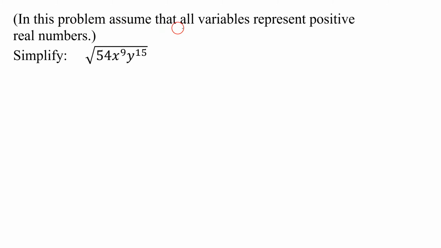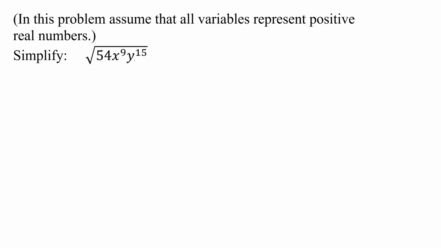In this problem, we assume that all variables represent positive real numbers, and we need to simplify the square root of 54 x raised to the 9th y raised to the 15th. If you notice, the expression underneath the radical is a product. I have 54 times x to the 9th times y to the 15th.